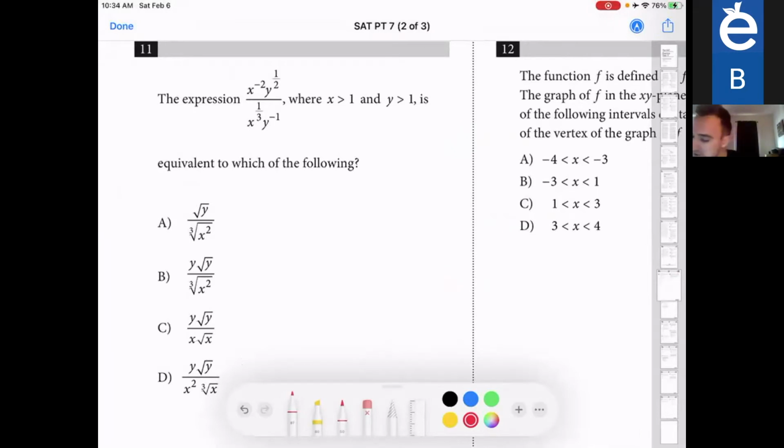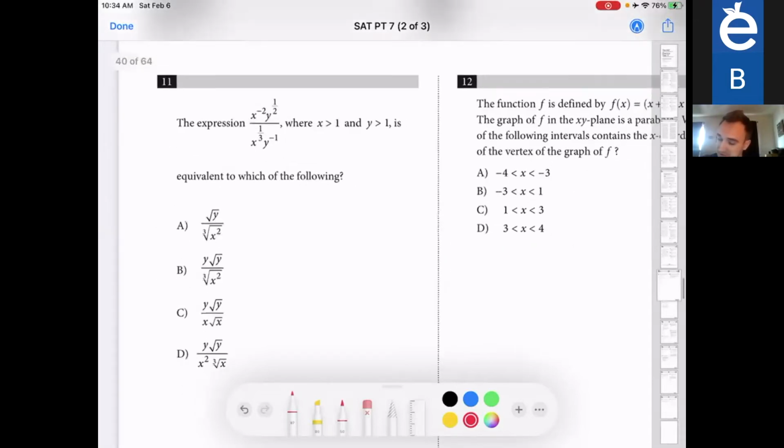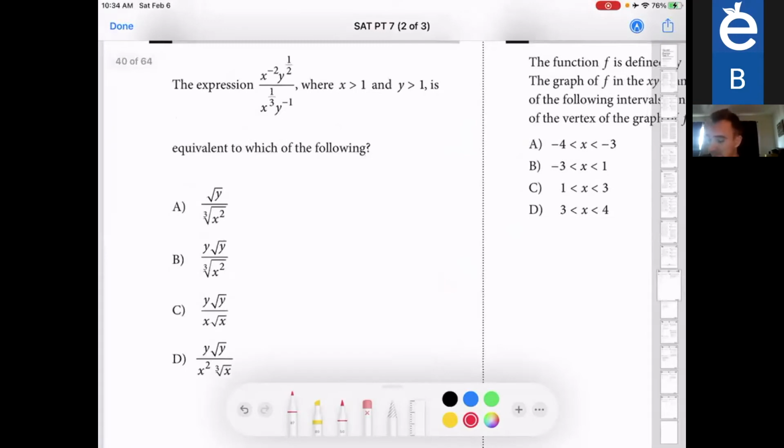So we have the expression x to the -2, y to the 1/2, the product of those two in the numerator, over x to the 1/3 times y to the -1, where x is greater than 1 and y is greater than 1, is equivalent to which of the following? So if we look at all these answer choices, they still look kind of complex, and we see radicals being introduced where there's no radicals in the question that we're given. But we know that we want to simplify this somehow. So let's write what we get.